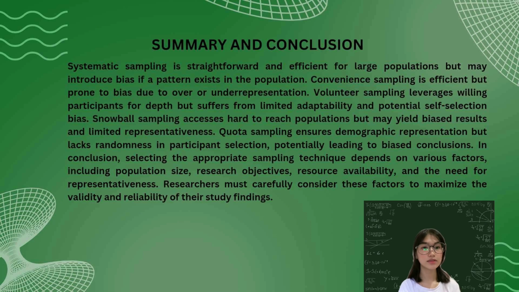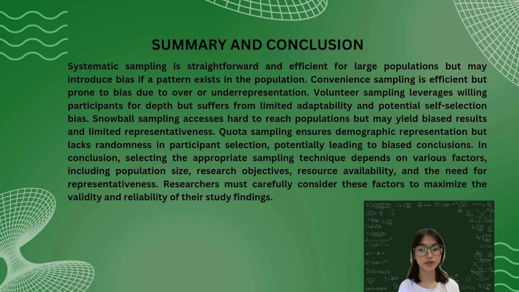Sampling techniques and statistics are crucial for ensuring representativeness and reliability of research findings. Simple random sampling, stratified sampling, cluster sampling, systematic sampling, convenience sampling, voluntary sampling, snowball sampling, and quota sampling each offer unique advantages and disadvantages. Simple random sampling provides unbiased representation and general stability, but requires a complete population list and may be impractical for large populations.